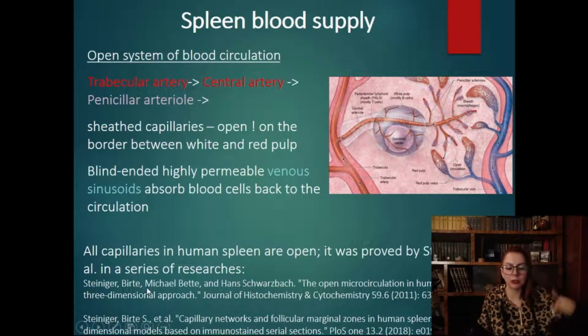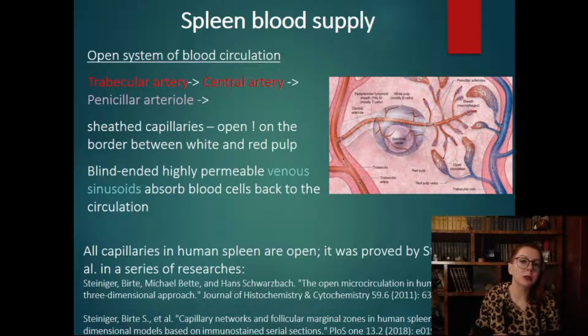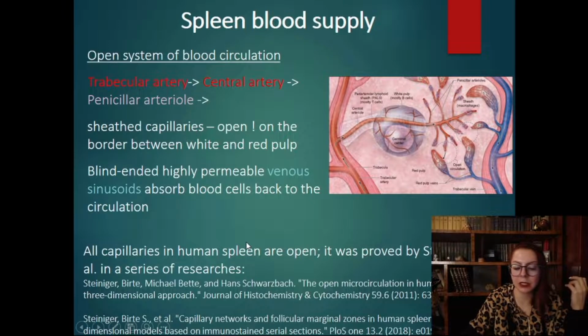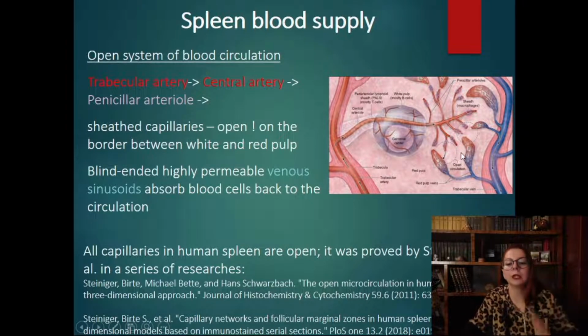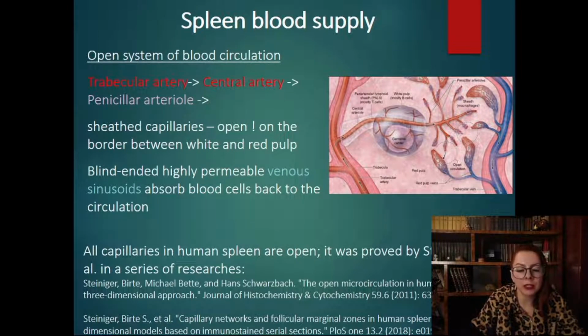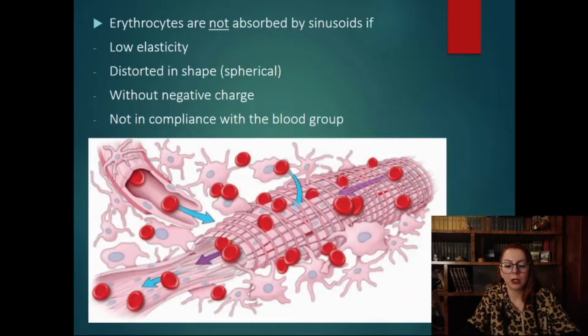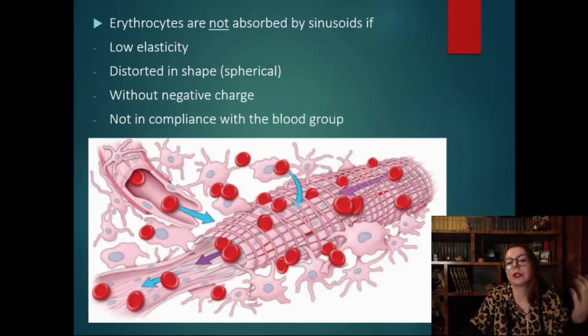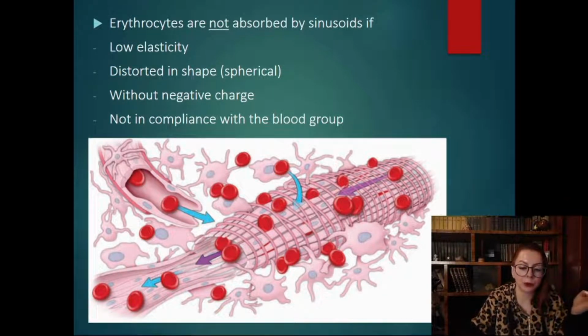I'll give you the hyperlink in the description below, because in some textbooks we can still find the statement that the spleen in humans has both open and closed systems of blood circulation. All the evidence says that really we have a completely open system. Okay, and in this system it is important to understand how venous sinuses control the parameters of erythrocytes to decide whether to return them back or not.